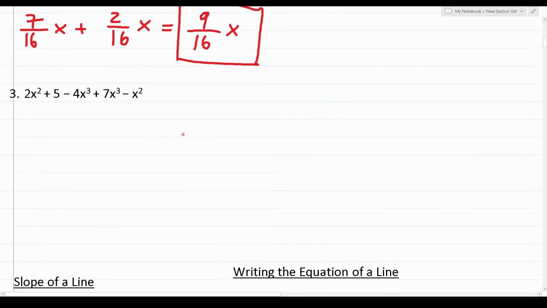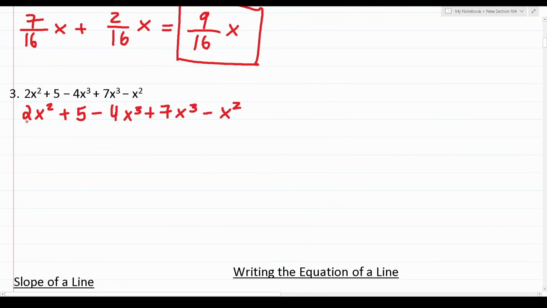All right, let's take a look at a third example of combining like terms. Again, when we talk about like terms, we're focusing on the letter variable as well as the power to which that letter variable is raised. So let's go ahead and copy this one down to start. Again, we have 2x squared plus 5 minus 4x to the third plus 7x to the third minus x squared.